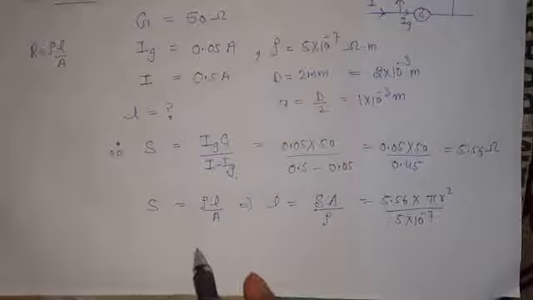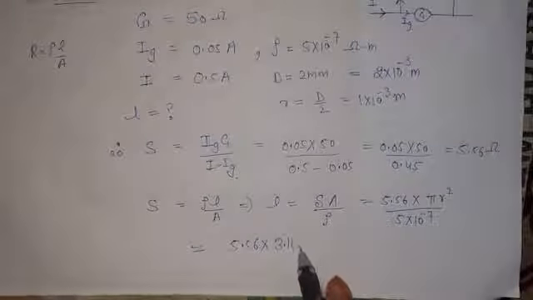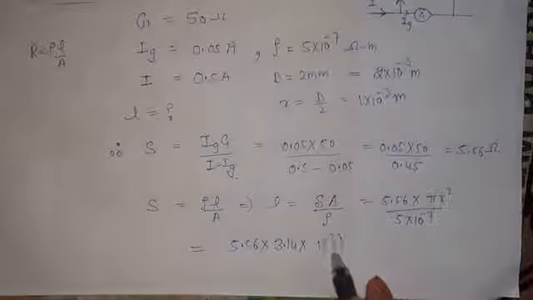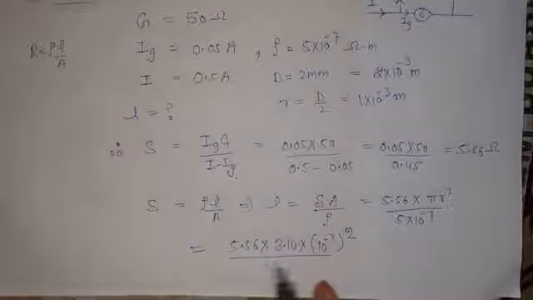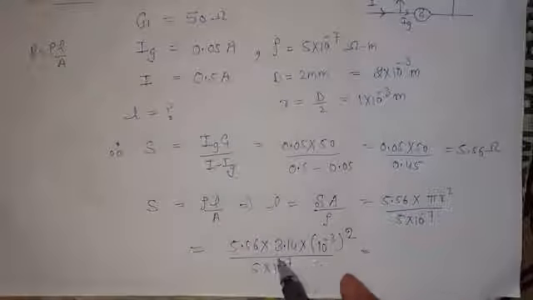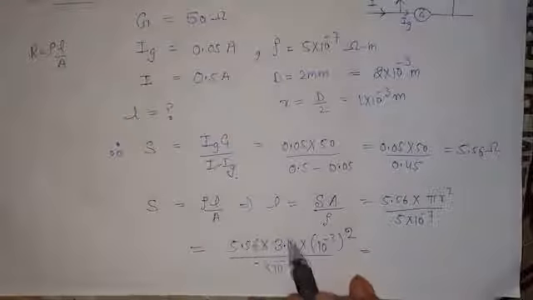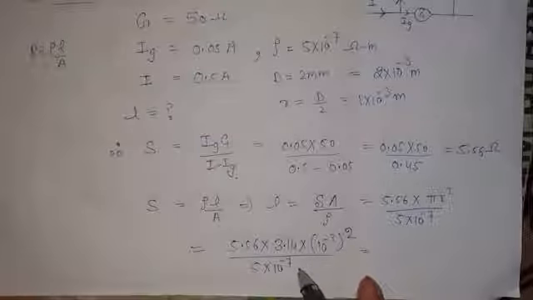Now put those values over here: 5.56 into pi, whose value is 3.14, and r is 1 into 10 to the power minus 3, so it becomes 10 to the power minus 3 squared, because 1 squared will become 1 only, and upon 5 into 10 to the power minus 7. So we will have over here, if I remove the decimal, 2 digits of this one and 2 digits of this one, so 4 will go in the denominator, and 40 in the denominator, and minus 70 over there, so minus 7 plus 4 minus 3 will come.